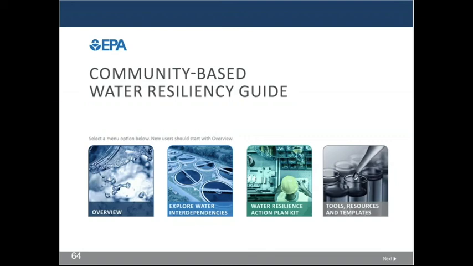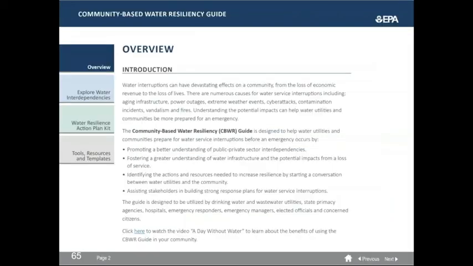The actual guide itself, there are 4 different sections. There's an overview, an opportunity to explore those water interdependencies, the Water Resilience Action Plan Kit, and finally, tools and resources and templates that can be used. So these are screenshots of the guide. The guide will be up for you all to view on our website very soon. Actually, we have a version now. We'll be promoting that further, so folks on the line, if we have contact information, we can direct you to that as well.